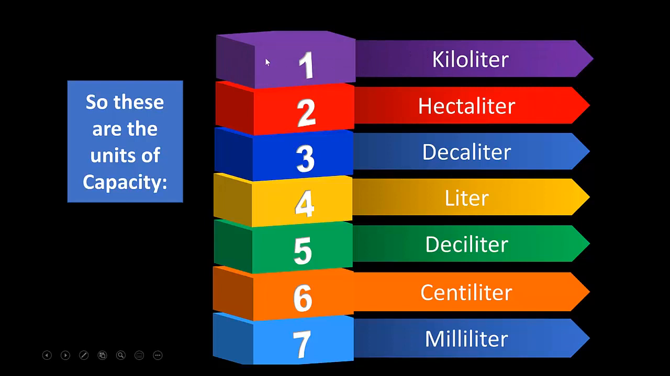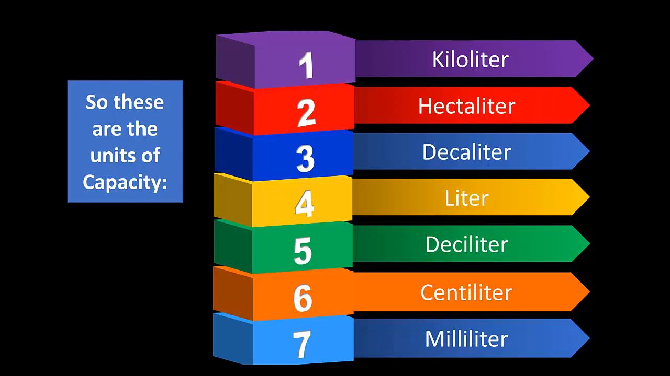But what if you want to convert a kiloliter to a hectoliter? You're going to have to multiply it by 10. If you want to convert a kiloliter to a decaliter, you're going to multiply it by 100. But if you want to convert a milliliter to a centiliter, you're going to divide it by 10. What if you want to convert a milliliter to a deciliter? For that, you're going to divide it by 100.